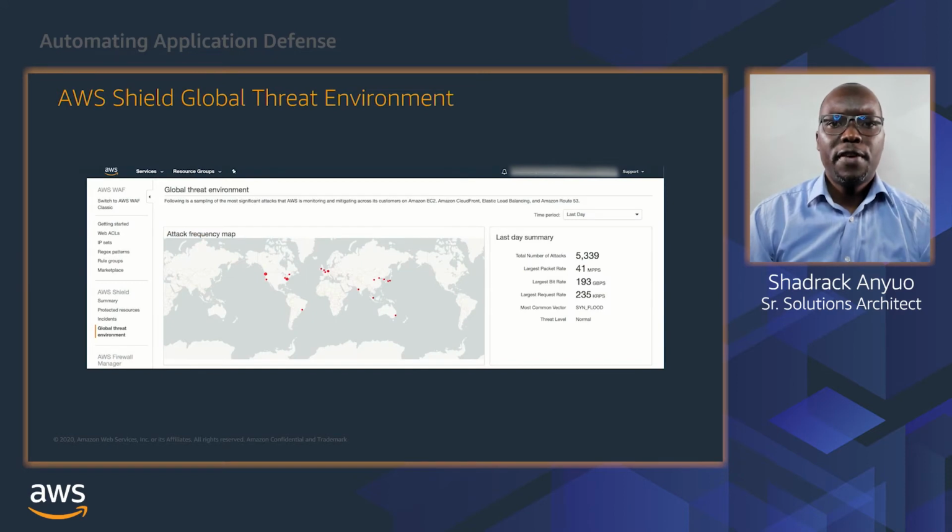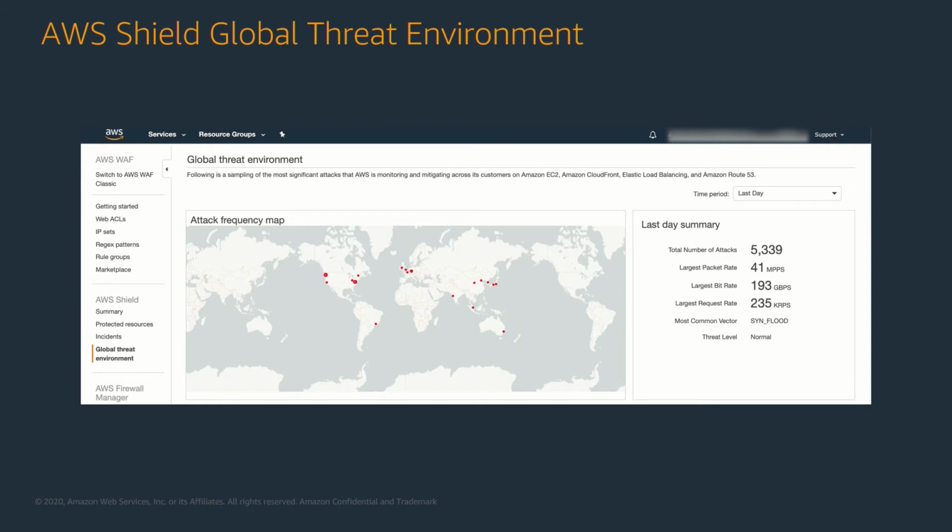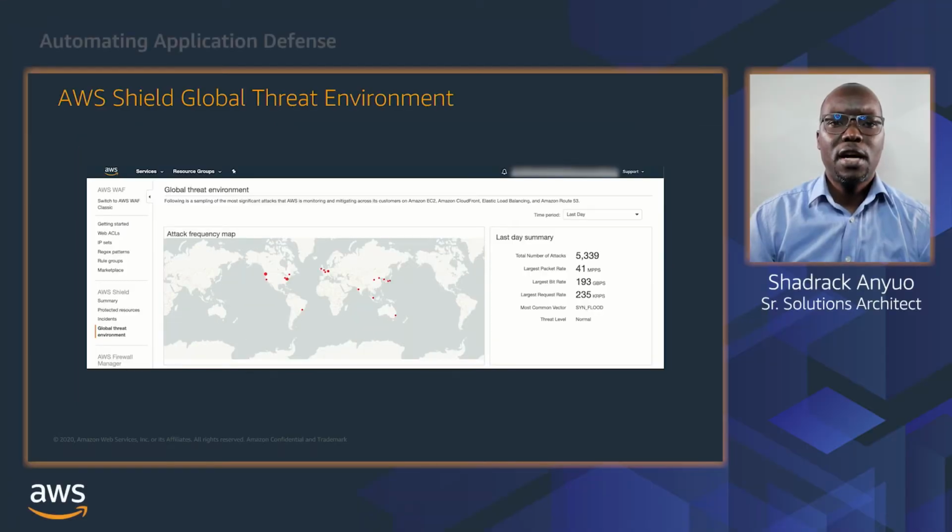This is an example of the AWS Shield global threat environment. It provides an overview of the threat landscape at a specific time. And as you can see on the dashboard, the most common attack vector is SYN flood at the time of the report. Probably this has changed now, as this data is actually captured in real time.